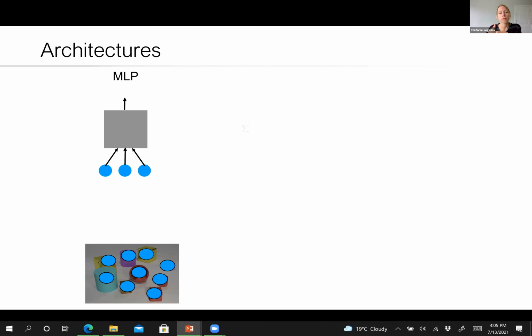It has one drawback, that in what order should I input the representations of my objects? There's no specific order, so I actually want to be invariant to that order. And this specific architecture doesn't actually respect that. It has to essentially learn it.